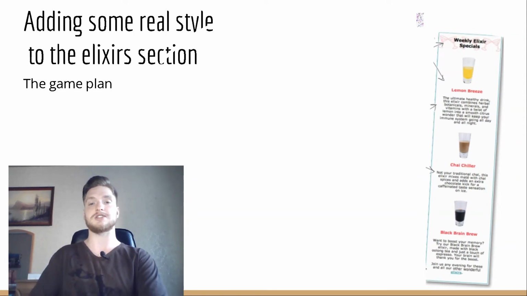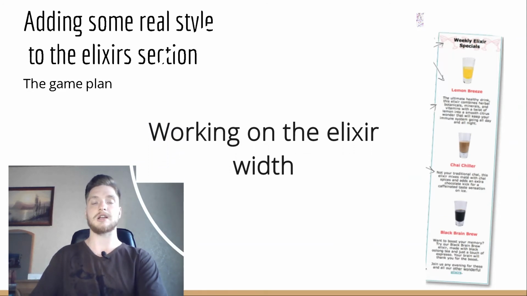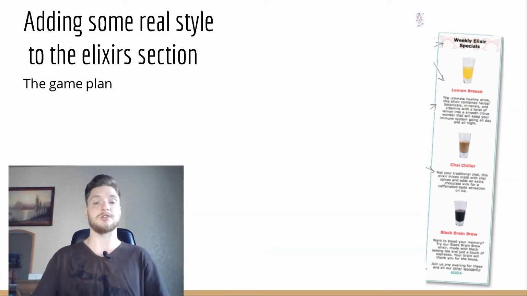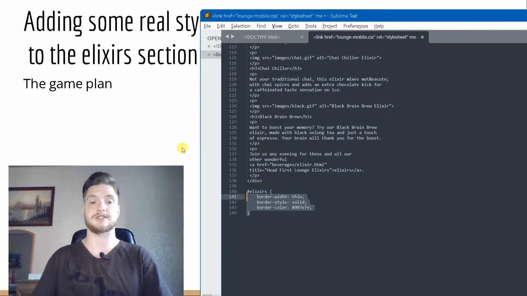Working on the elixir's width. We'd like the elixirs to be quite narrow, like the narrow handout menu at the lounge, about 1/4 the width of a typical browser window should be about right. So let's say you set your browser to 800 pixels wide, that would be about 200 pixels. You set the width of padding, borders and margins, but you've never set the width of an element before. To do that, you use the width property like this.